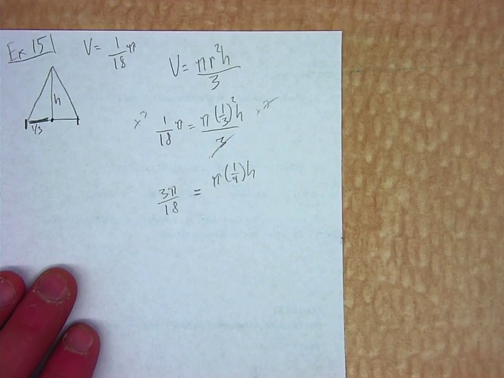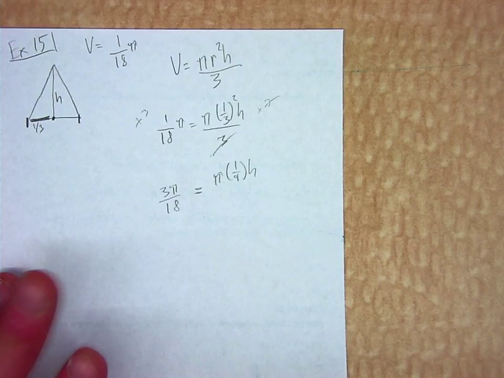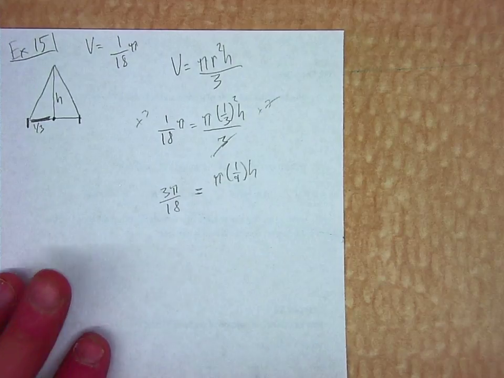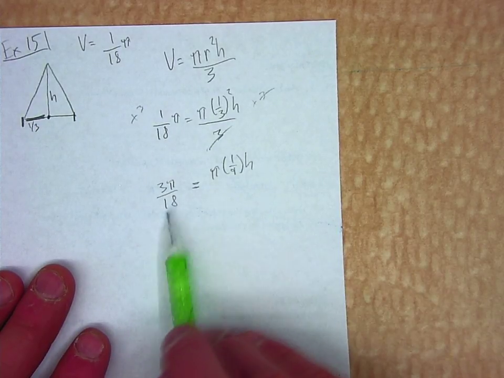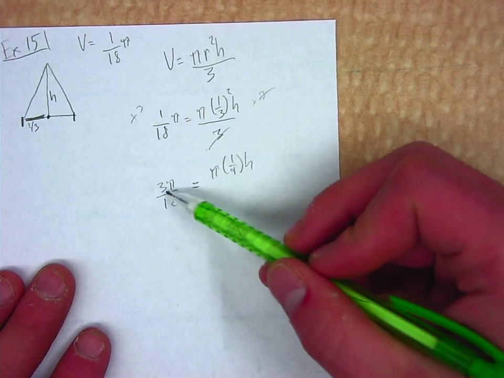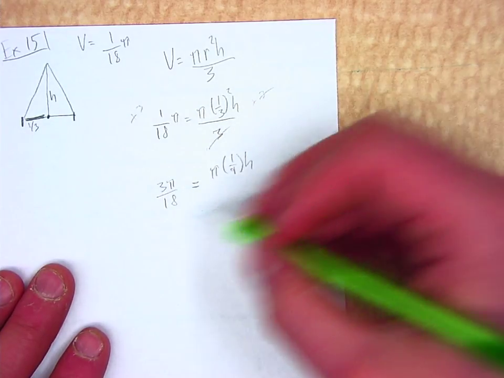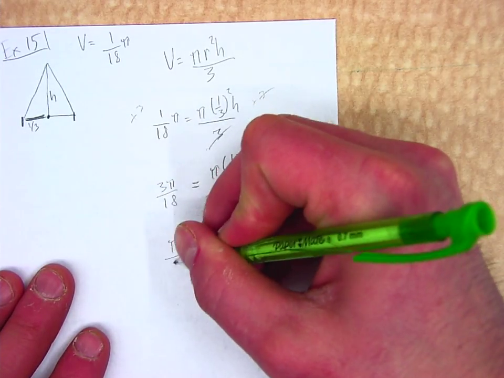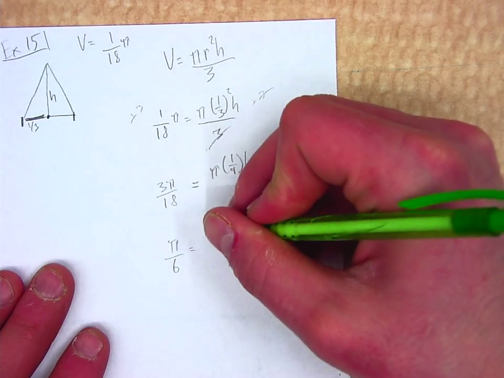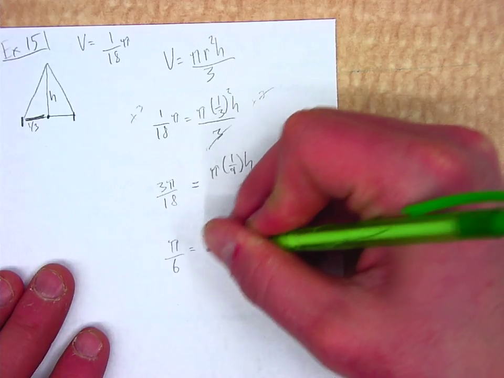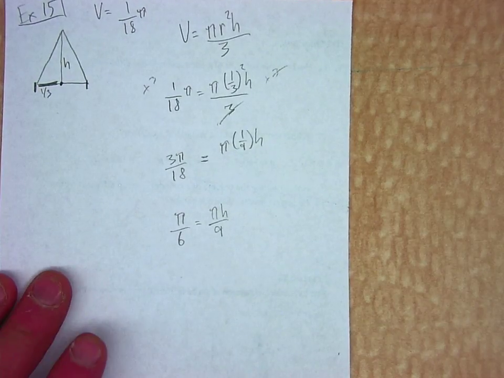I want to get h by itself. I have to get rid of this 1/9 and this pi. I'm even going to rewrite this a little differently because I can simplify both of these sides to be a little bit nicer. 3 pi over 18. I know that 18 is divisible by 3. I know that's the same thing as pi over 6. And I know this is the same thing as pi h over 9. So I'm in kind of a funny spot there.